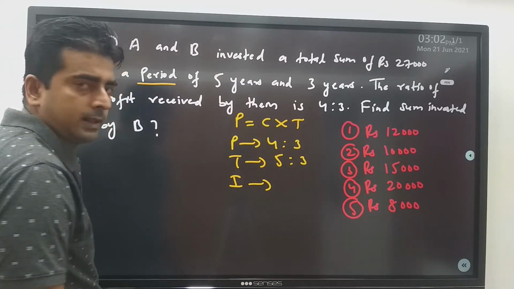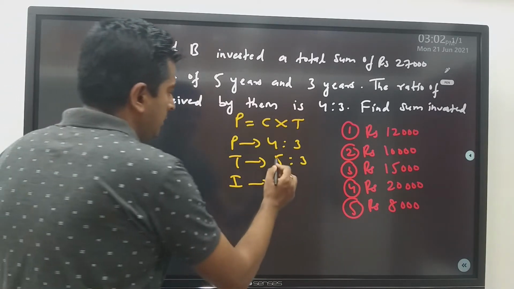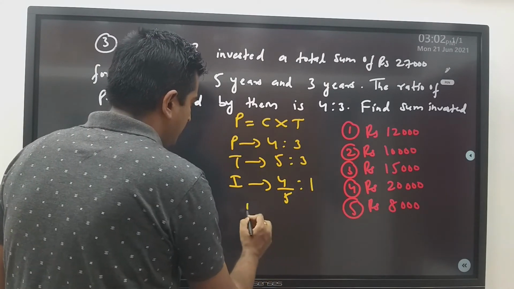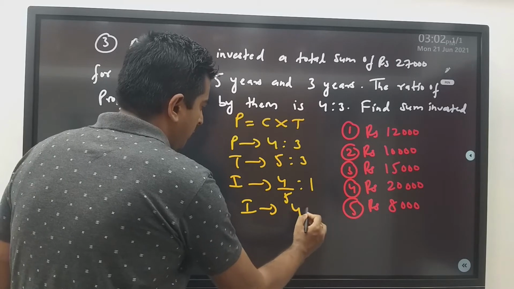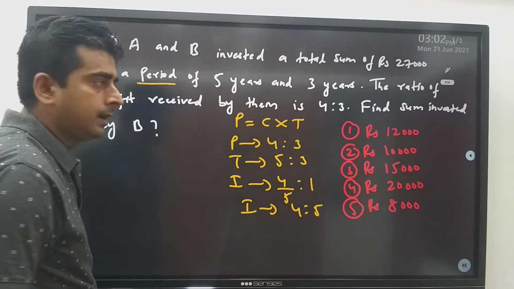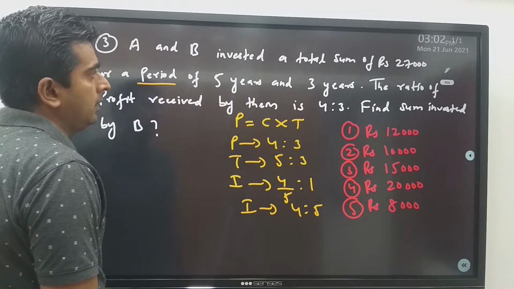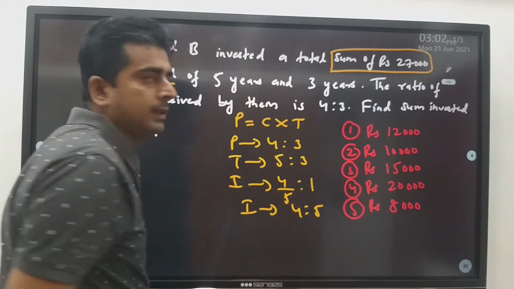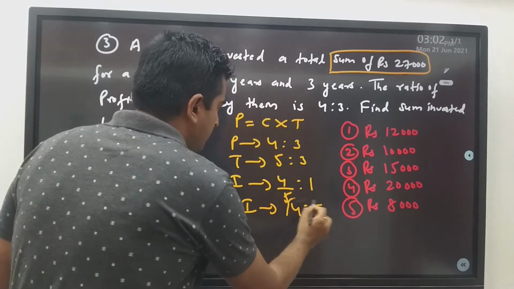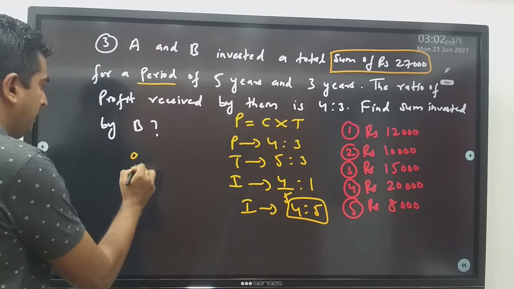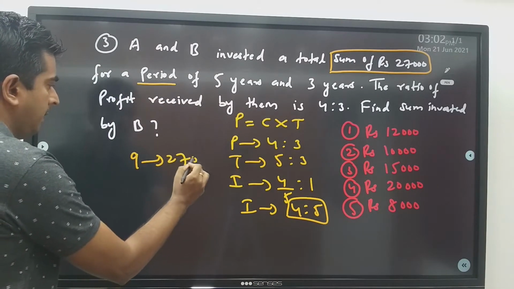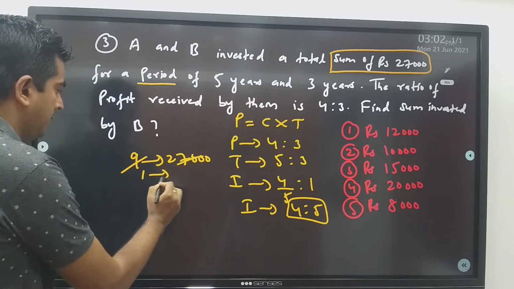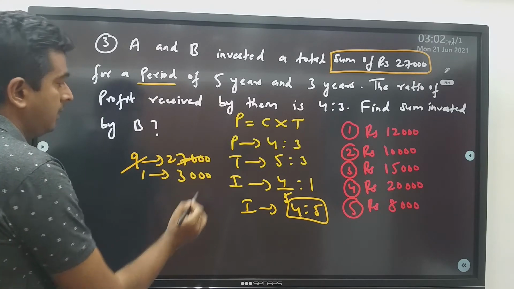So investment will be how much? Investment is nothing but capital, profit by time. So this is 4 by 5 and this is 3 by 3 is 1. So what is the ratio? Investment ratio 4:5. Right? Total investment they have given you, how much? 27,000. And here what about total investment? 9. So 9 part is how much? 27,000. So 1 part is how much? 3,000.